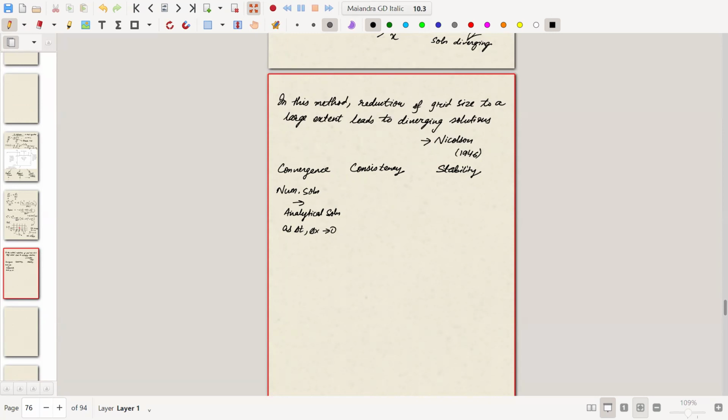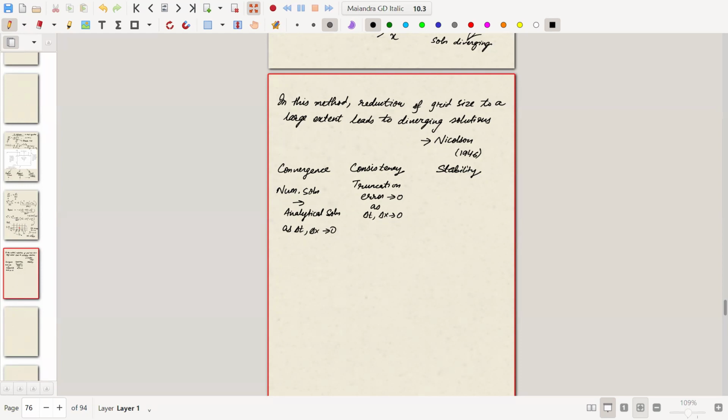Consistency. I think you have learned a lot about errors in your previous semester, like round-off error and truncation error. If your truncation error is going towards 0, then your numerical scheme is consistent. One might imply the other, A to B, but not B to A. The situation is like that.